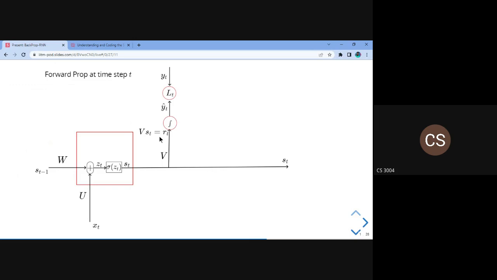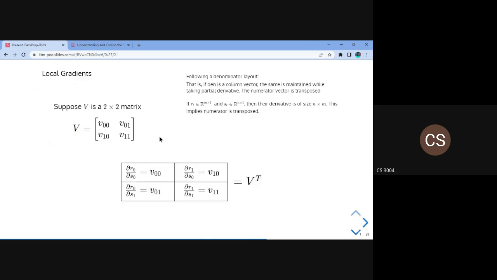Once you understand this procedure, then we don't even look at computing the gradient throughout the time step. Let's compute the gradient at one time step and then simply repeat the process. Okay, so this is a forward prop. What happens in the back prop? Okay, so I discussed all these things.